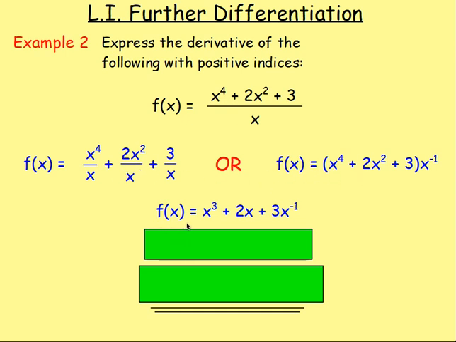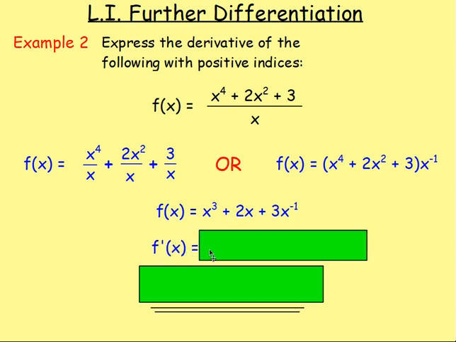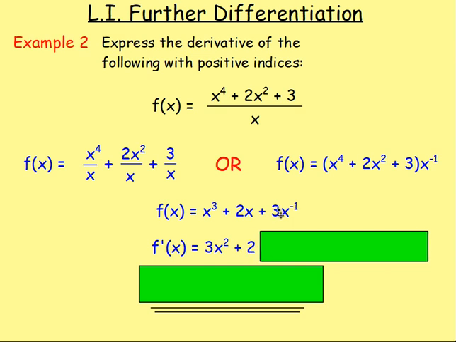From there, we've still got f of x. We still need to differentiate. So now you could just differentiate nice and easily. So x cubed would become 3x squared. 2x would just become 2, and 3x to the negative 1, 3 times negative 1 is negative 3, and reduce the power by 1.